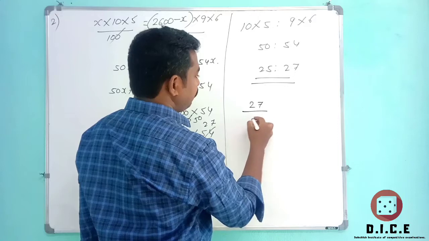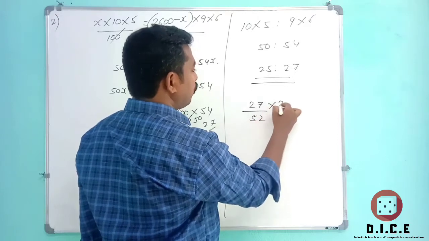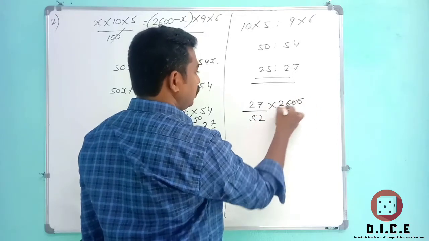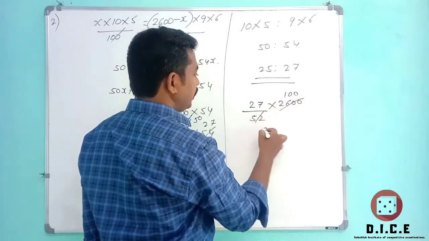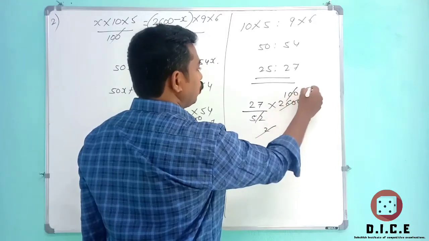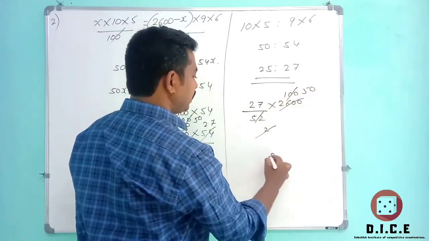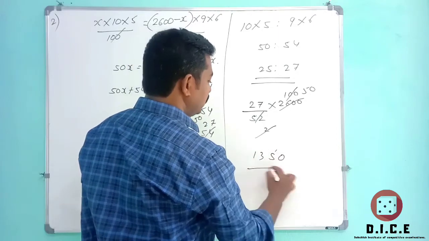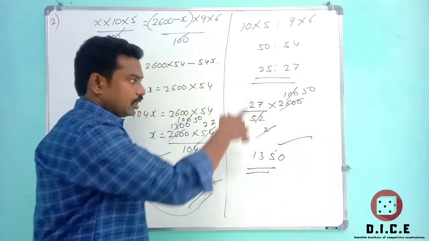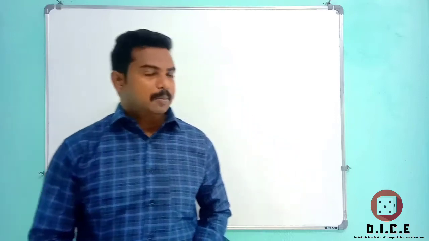25 plus 27, that will be 52 into the given amount, which is 2600 by 100. 2 here, that is nothing but 50. 27 into 50 here, 5 7s are 35, and 1350 is the right answer. And this is the shortcut. We shall see the question number 3 here.